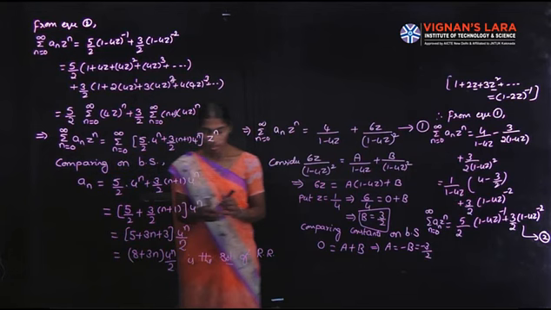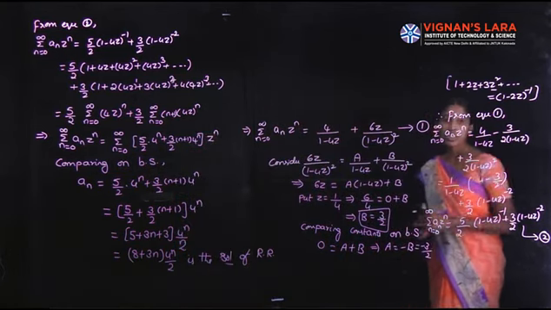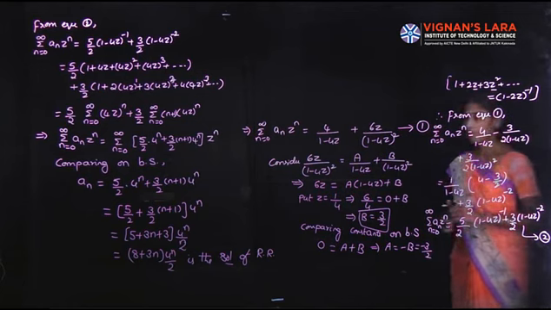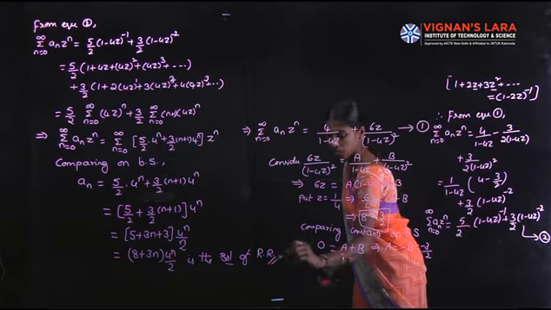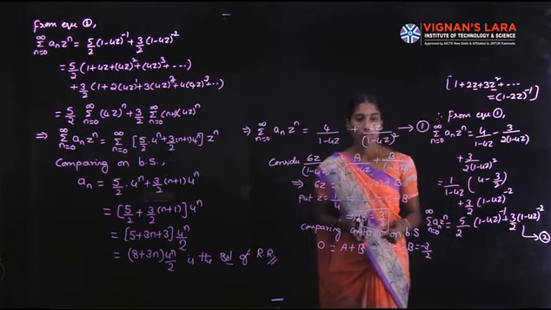Like this we need to solve the recurrence relations using the generating function procedure. With this, the recurrence relations chapter is completed.